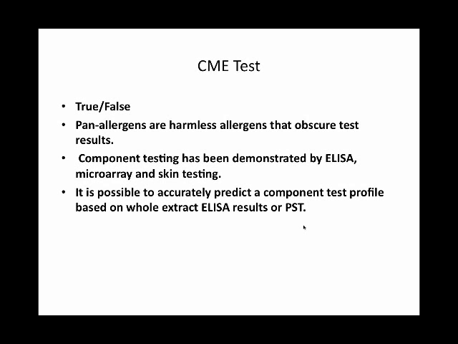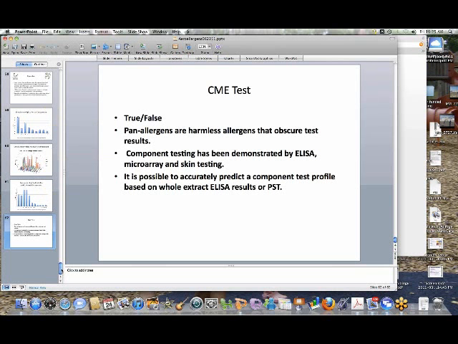And this is a contentious question, and we might think of leaving this open. Is it possible to accurately predict a component test profile based on the whole extract skin test or ELISA? I think you can be right some of the time, but not all the time, and not with 95% accuracy. Probably the difference between having an Earth-based telescope and the Hubble. I think so. You know, but you showed at the beginning of the presentation that complex result from the ISAC.